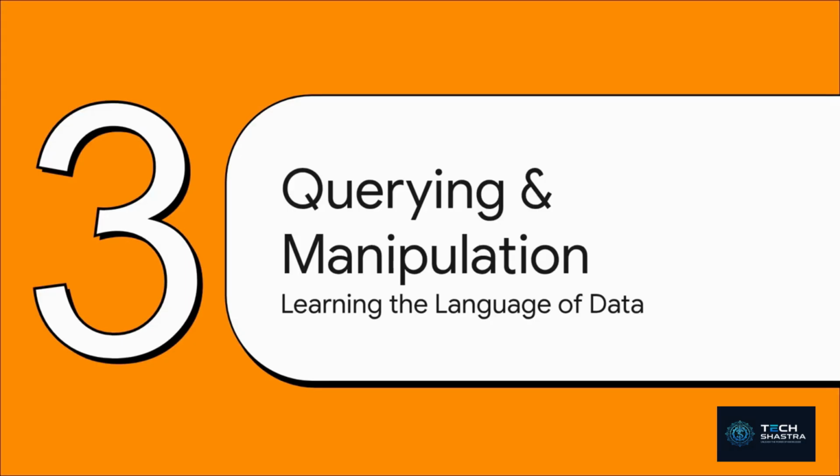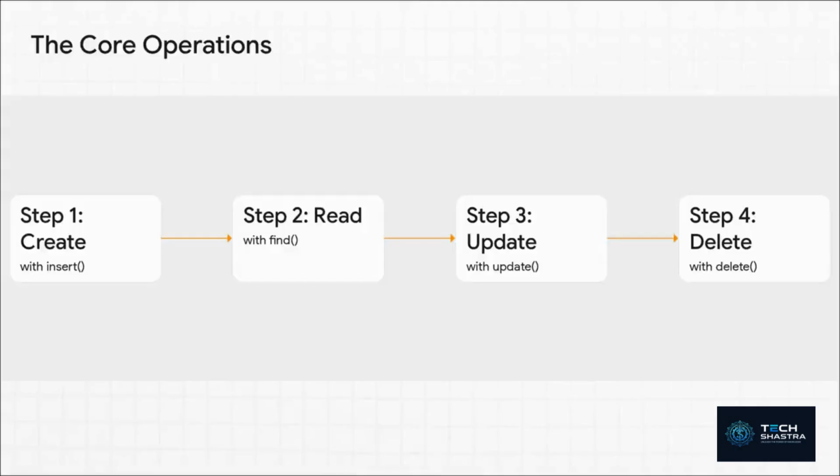Okay, so we get the structure. Now, how do we actually do stuff with the data? This next part is all about learning to speak the language of MongoDB. It really all boils down to these four basic operations, which you'll hear called CRUD. That's create, read, update, and delete. These are the essential verbs you're going to use every single day, whether you're adding new data with the insert command or pulling it out with the find command.